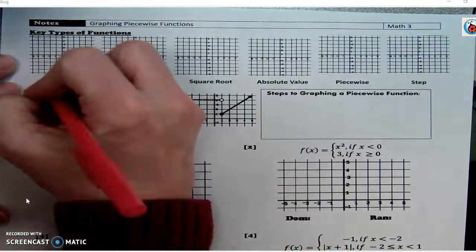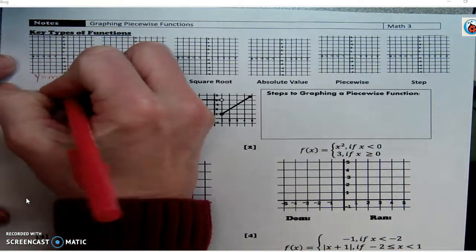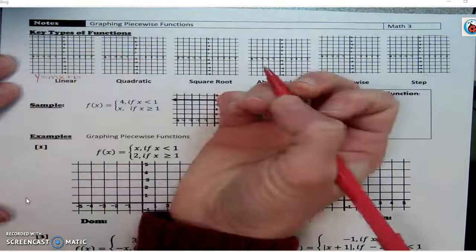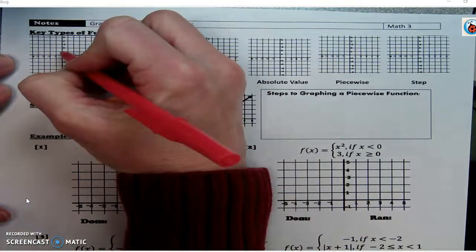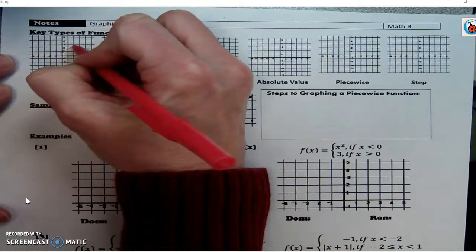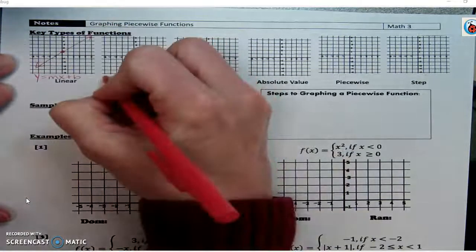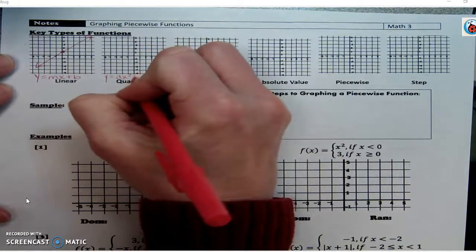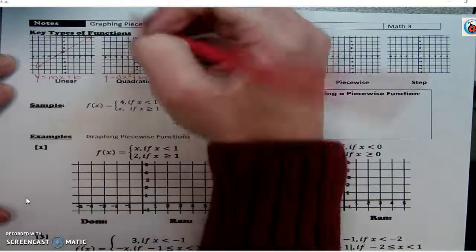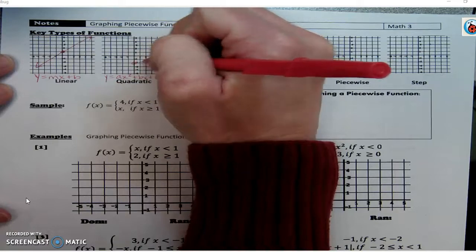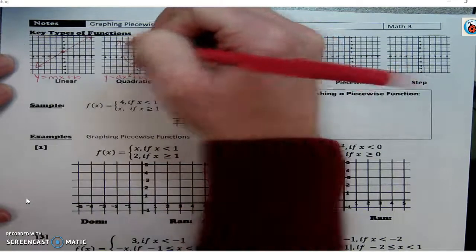A linear function is in the form y equals mx plus b. M is your slope, b is your y-intercept, and it makes a straight line. A quadratic in standard form is ax squared plus bx plus c, and it makes a parabola, open up or down.